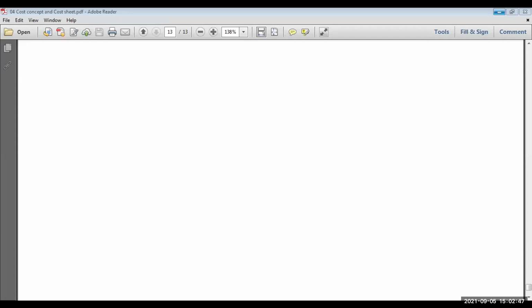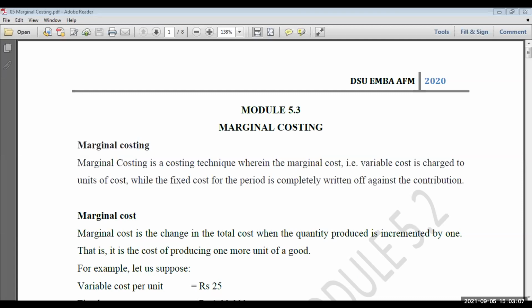Yeah, good afternoon once again. Are you all there? Can you resume the session? Yes, sir. I'm sharing another file. Is it visible to you? Yes, marginal cost. Yes, sir.